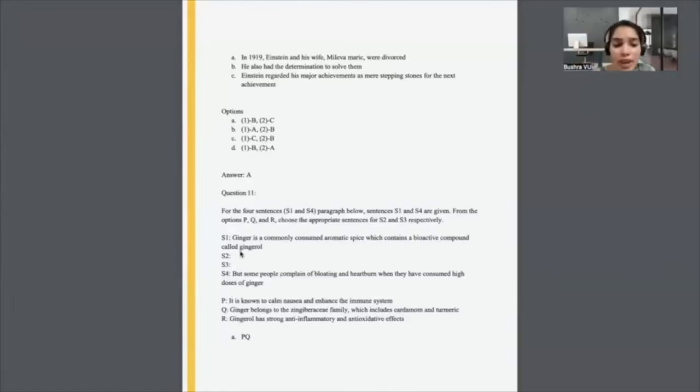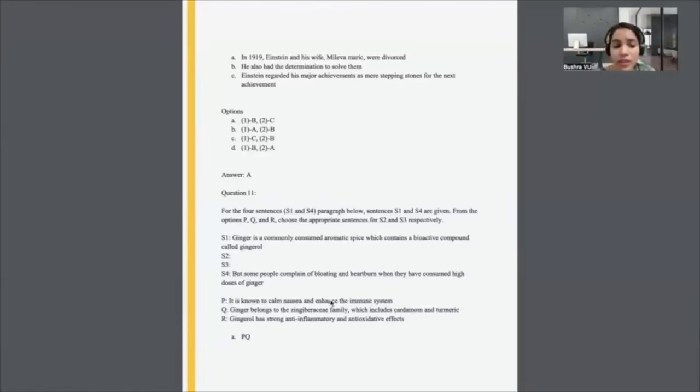Okay. So S1: ginger is a commonly consumed aromatic spice which contains a bioactive compound called gingerol. So we're done with this, right? Now you have to try to find the connection. It is ending with gingerol. Which sentence is now starting with gingerol? Gingerol has anti-inflammatory and antioxidative effects. So this is going to be your S2. Okay. This is talking about anti-inflammatory, antioxidative effects.